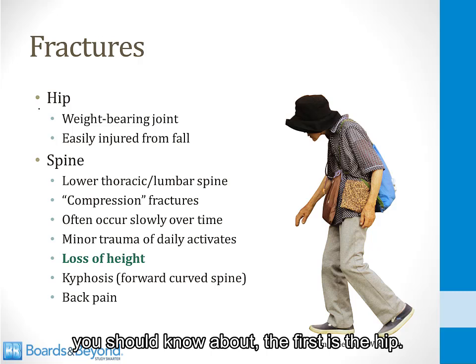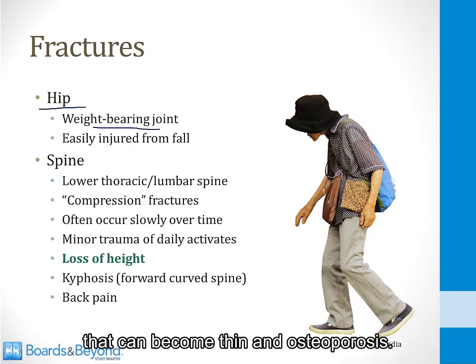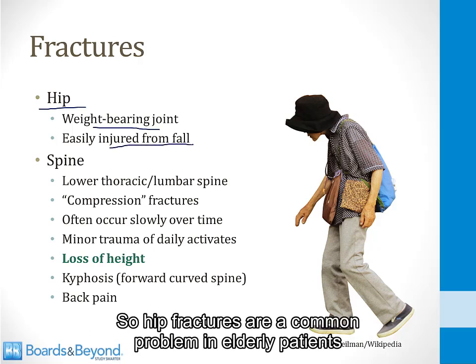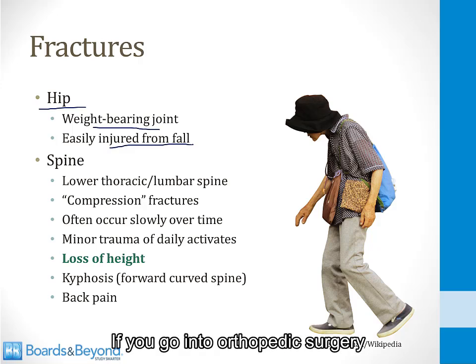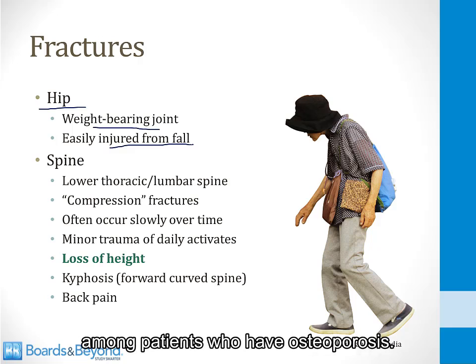So people with osteoporosis can have fractures anywhere in their body, but there are a couple of classic locations you should know about. The first is the hip. So the hip is a weight-bearing joint, and as I told you earlier, it has lots of trabeculated bone in it that can become thin in osteoporosis, and the hip is easily injured from a fall. So hip fractures are a common problem in elderly patients with osteoporosis. If you go into orthopedic surgery, you will see lots and lots of hip fractures among patients who have osteoporosis.